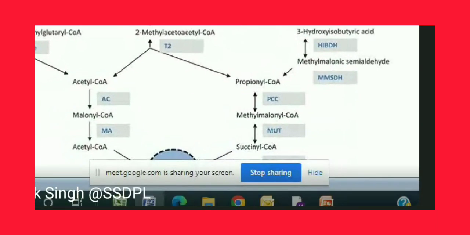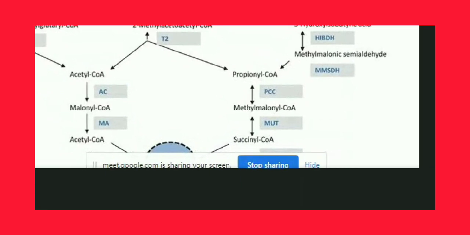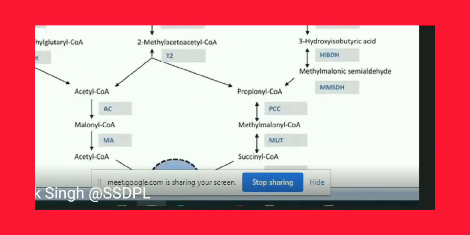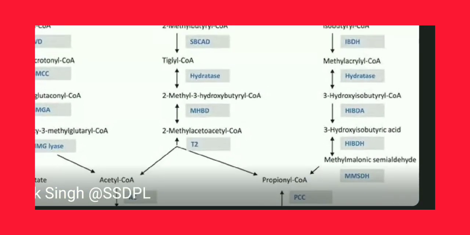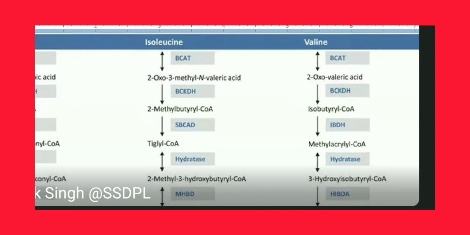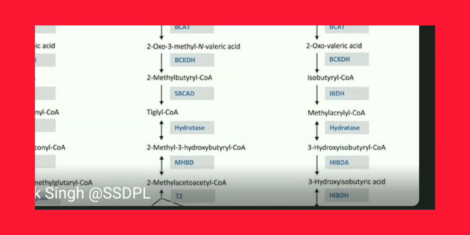So just see here, guys. Leucine, isoleucine, and valine are branched-chain amino acids. Each particular amino acid's metabolism will give you these compounds. You can say these are intermediates of the pathway.